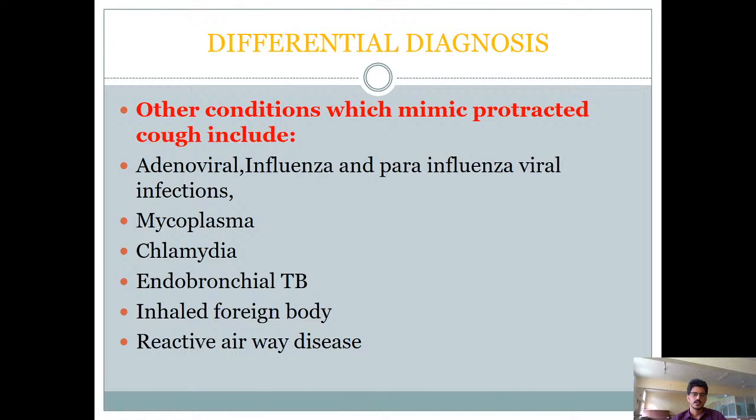So what are the differential diagnoses? Pertussis can have similar conditions with cough. We call it pertussoid cough, with repeated bouts of coughing. Other conditions which may mimic protracted cough include adenoviral, influenza, and parainfluenza viral infections, mycoplasma, chlamydia, and sometimes endobronchial TB can present like this, as well as inhaled foreign body and reactive airway disease.